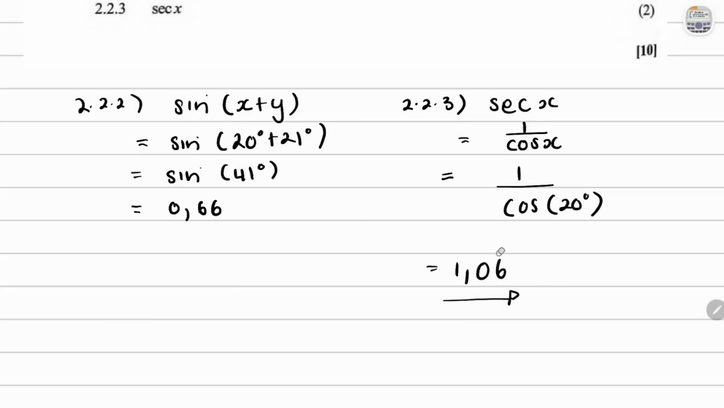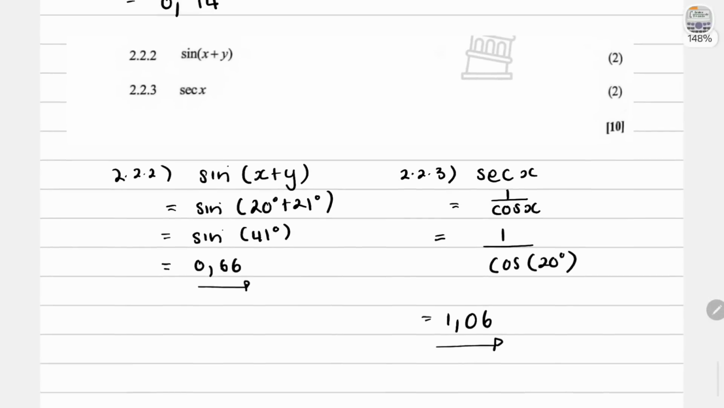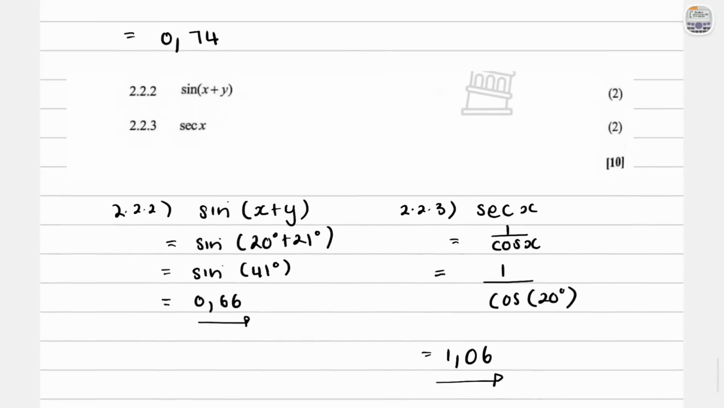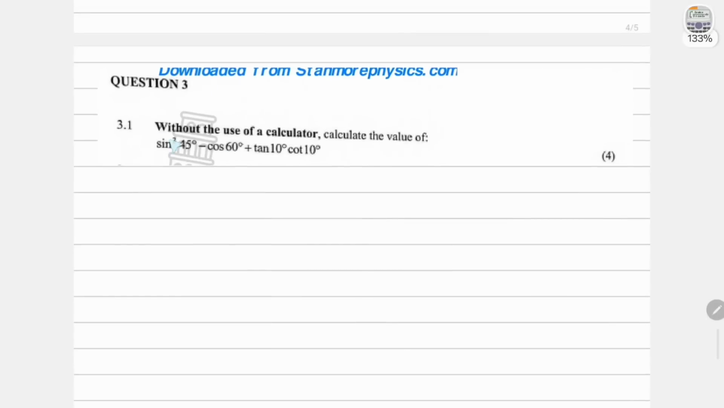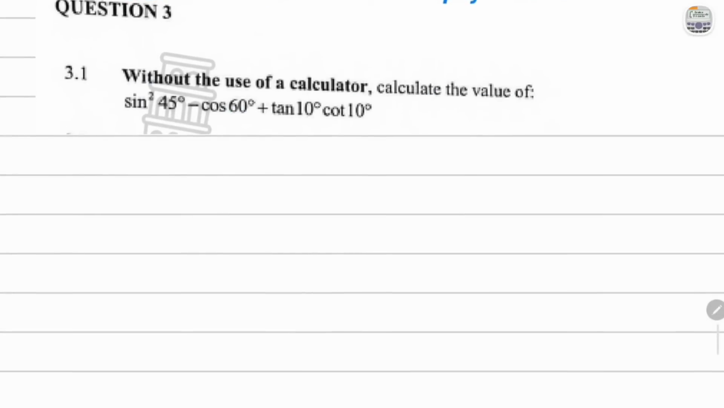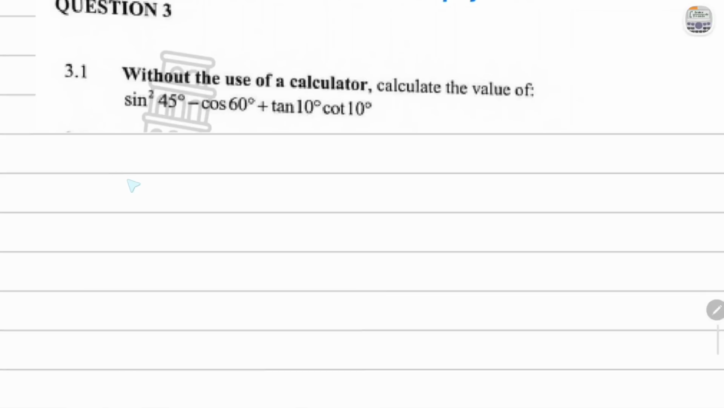And that is it. Remember, these are not in degrees, okay? These are just the values. They're not in degrees. Okay, so that is it for question 2. And then we move on to question 3. Okay, question 3 and 3.1 says, without the use of a calculator, calculate the value of this. Okay, so let's go ahead and just start.